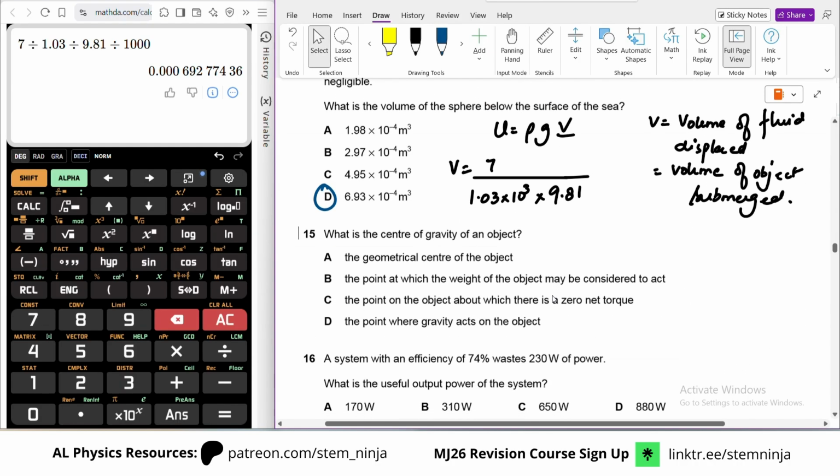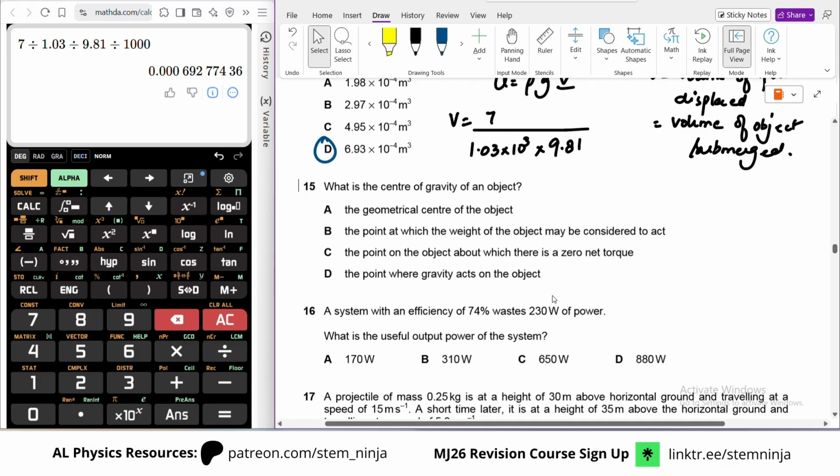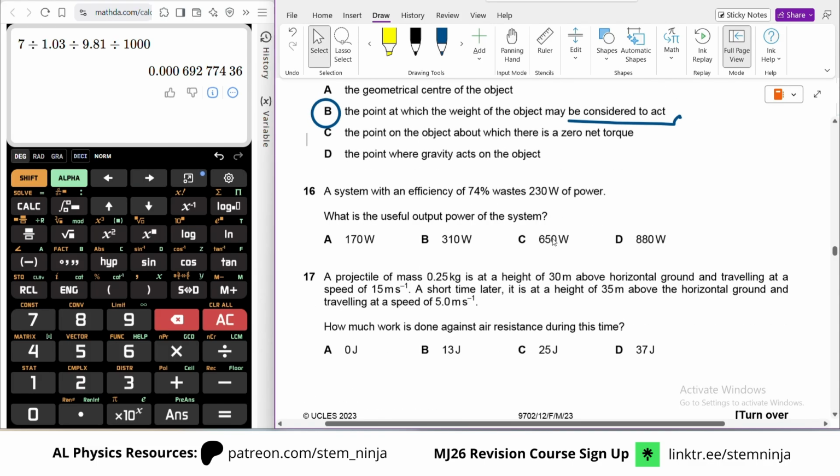What is the center of gravity of an object? Not the geometrical center of the object, but the point at which the weight of the object may be considered to act. That's it.